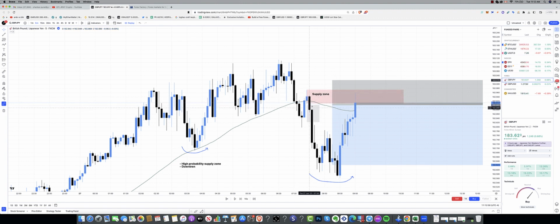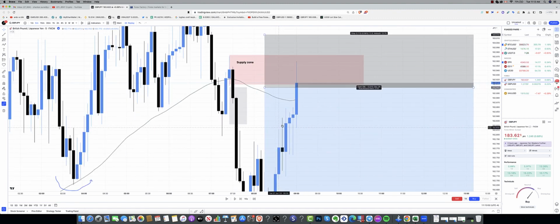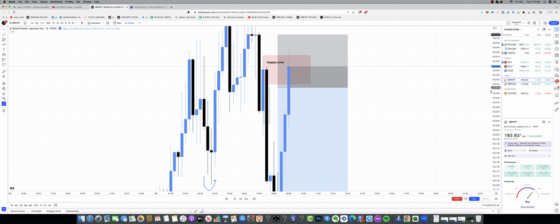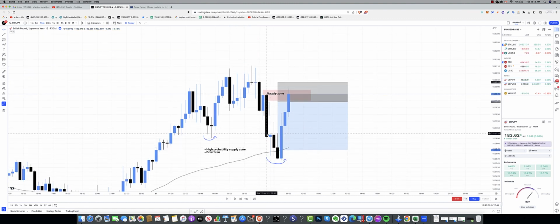So one, we have price weakness, and two, this supply zone is a high probability supply setup because we have a gap right here. Normally this is called an imbalance, where there's nothing filled right here, no wicks or anything were filled on the next candle, so the price has to come back and fill the market and balance it out.